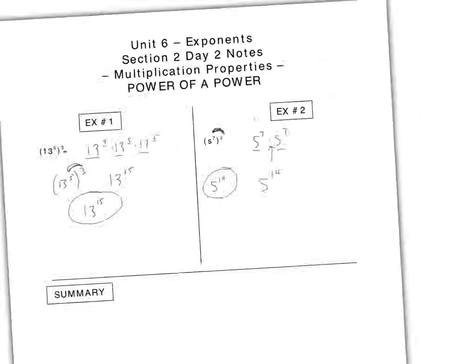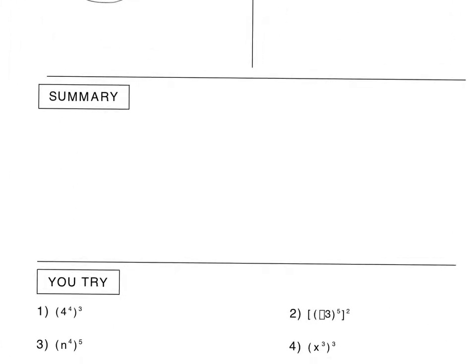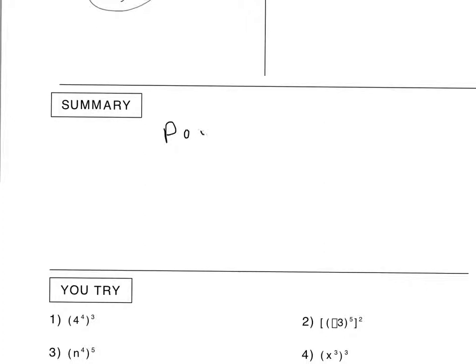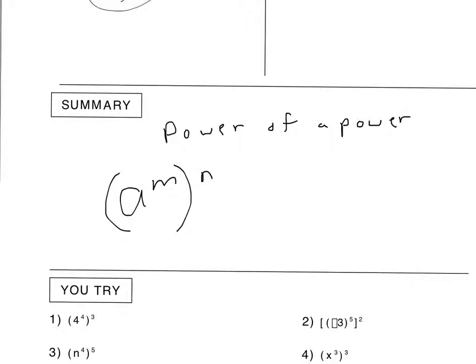Okay, so what I'm wanting you to take from this section, I want you to write in the box right here. Write power of a power, and I want you to write this: a to the m inside of parentheses to the n equals a to the m times n. Okay, so that is the rule for power of a power. So let's try a few together.